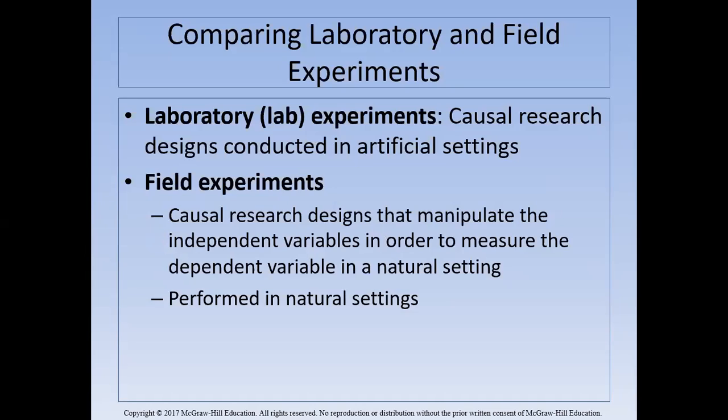So as we said, the laboratory experiment is a causal research design conducted in an artificial setting where the dependent and independent variables have an effect on each other, cause and effect between them, and no third thing affects the situation. The field experiment is a causal research design that manipulates the independent variable in order to measure the dependent variable in a natural situation.